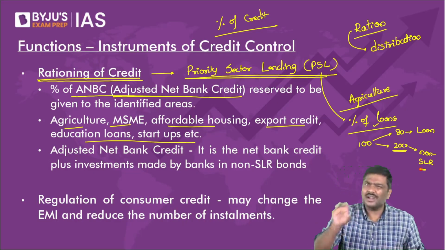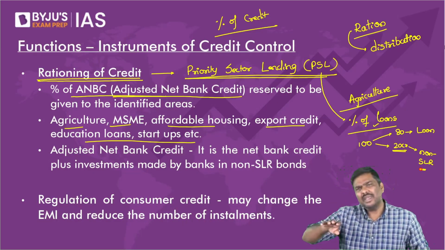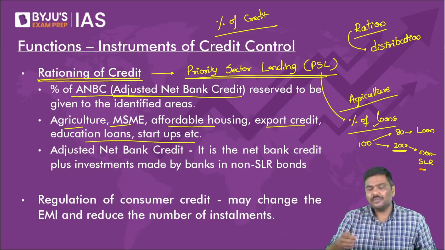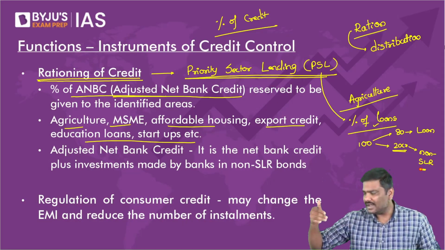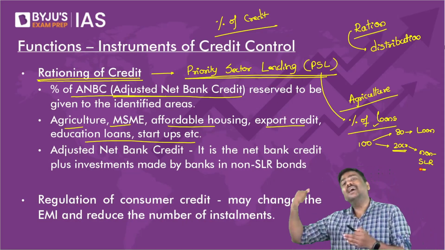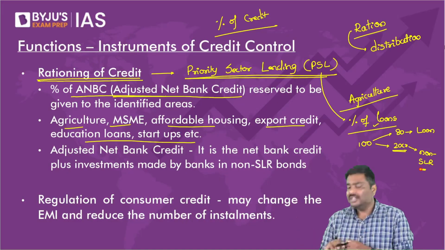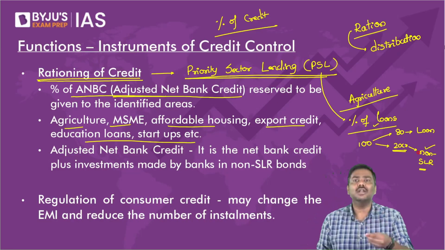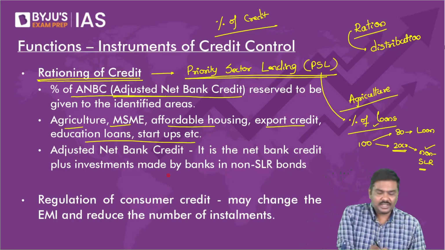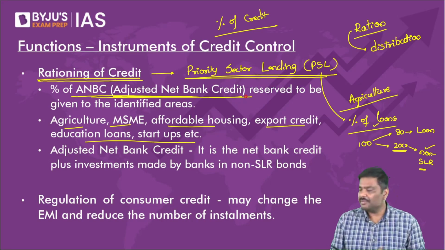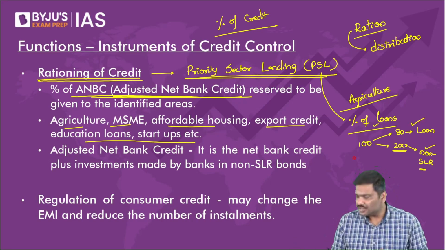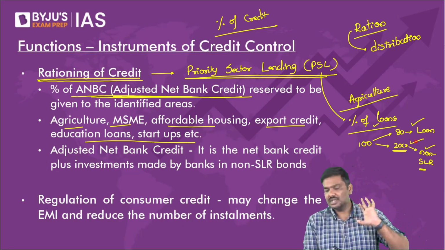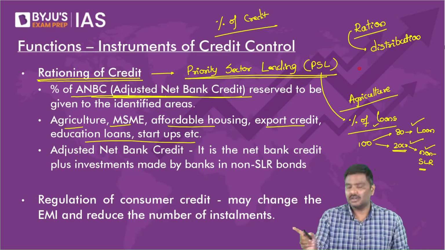Now, apart from these government securities that are counted under SLR, the banks will be investing in other types of bonds as well. These are called non-SLR bonds. So have a look at this. Adjusted net bank credit simply means total value of the loans provided plus investment done in the non-SLR bonds.